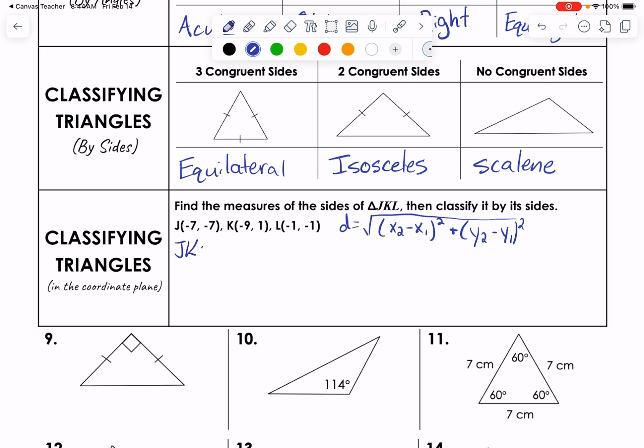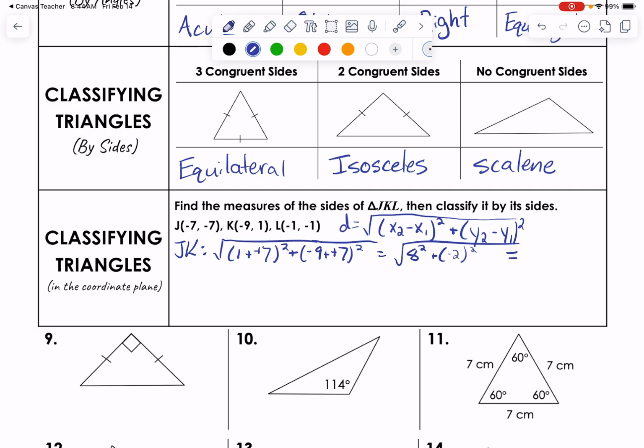We'll do JK first. JK will be the square root of 1 minus negative 7 squared. Right? This is my y2 minus my y1. And then we'll add, I guess I did the y's first. It doesn't really matter. Next we'll do the x's. Negative 9 minus negative 7 squared. So that's going to be 1 plus 7 squared is 8 squared. Negative 9 plus 7 is negative 2 squared.